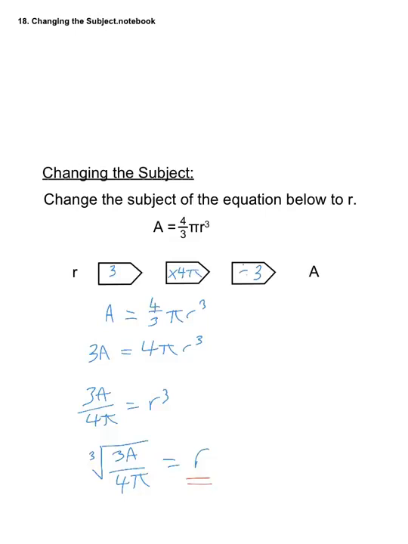We could swap it around so that r is on the left hand side, so it looks like the equation starts with r, but as long as you isolate r on its own, then that is you successfully changing the subject of the equation to r.